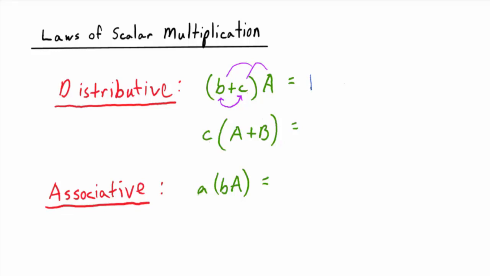It would look just like the regular distributive law you're used to. B times a, right? Plus little c times a. If you don't believe that, make up a matrix like I just did, 1, 2, 3, 4, and make up a couple of real numbers, and work it out for both sides of that equation. You'll see very quickly that it is true.